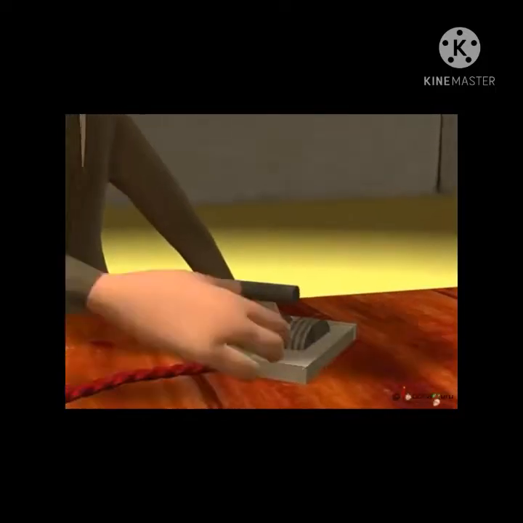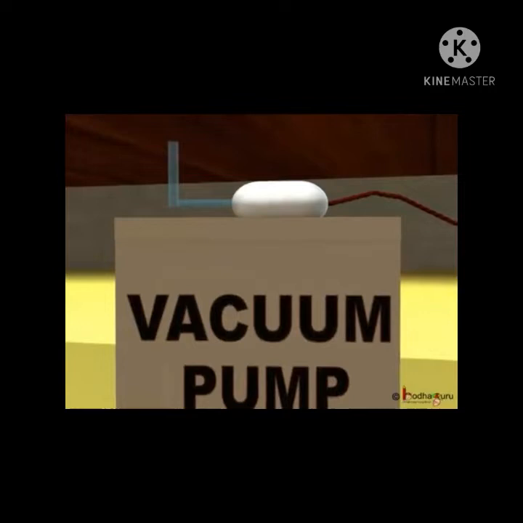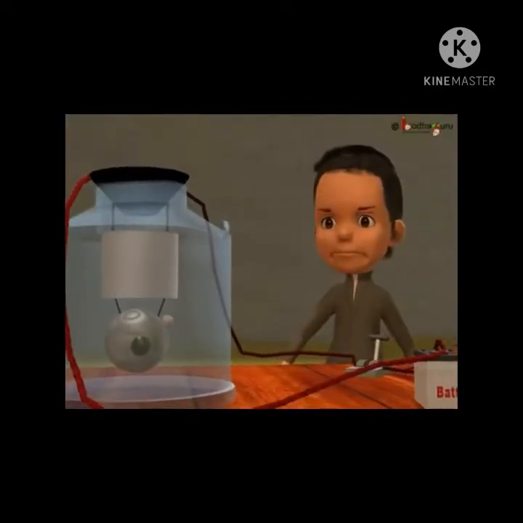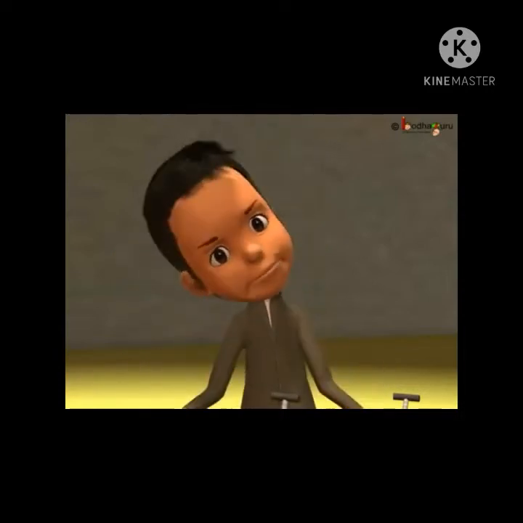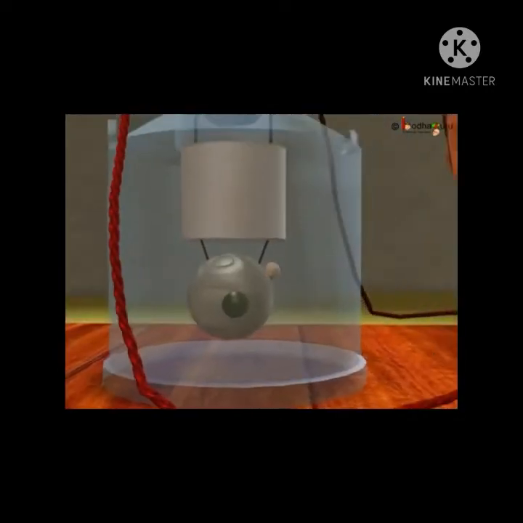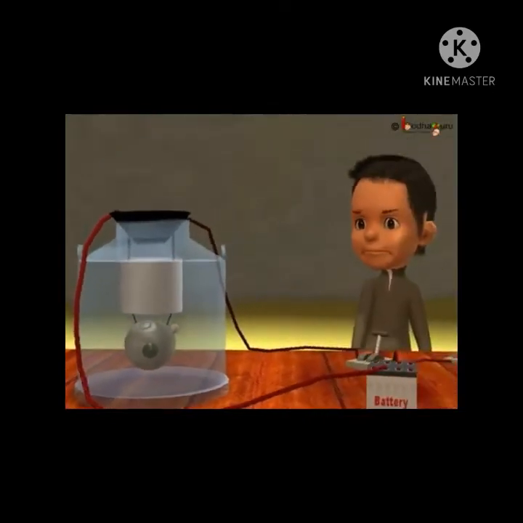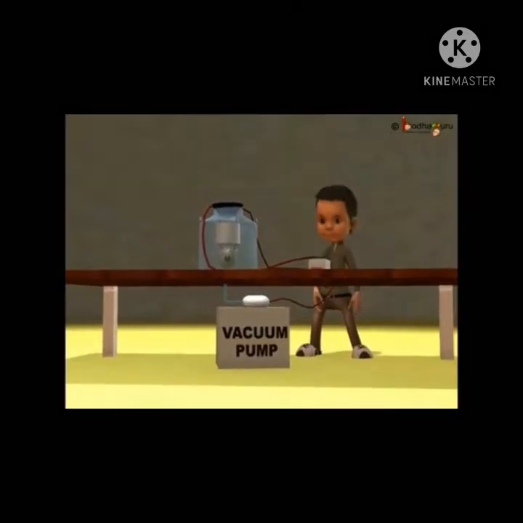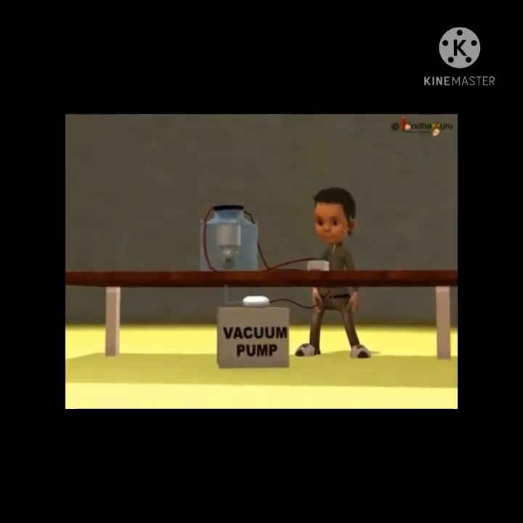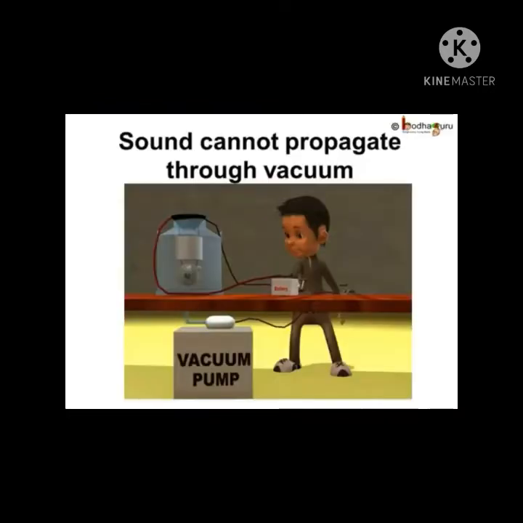Now if the vacuum pump is switched on, it starts removing the air from the bell jar. As the quantity of air inside the bell jar decreases, the level of ringing sound heard outside also decreases. If the pump is operated for a sufficiently long time, the quantity of air inside the bell jar will be low. At this point, the level of ringing sound will also be very low. This experiment demonstrates that sound cannot propagate through vacuum.